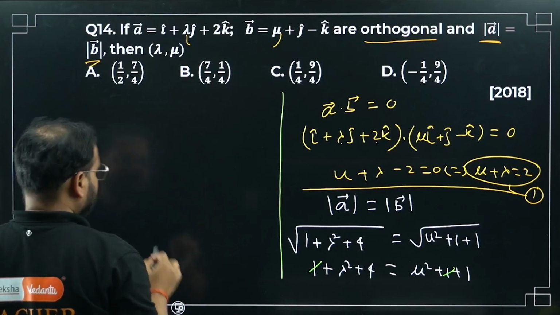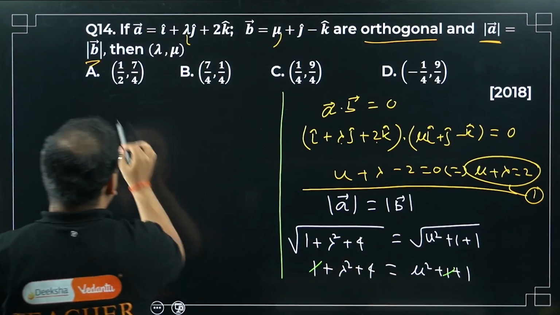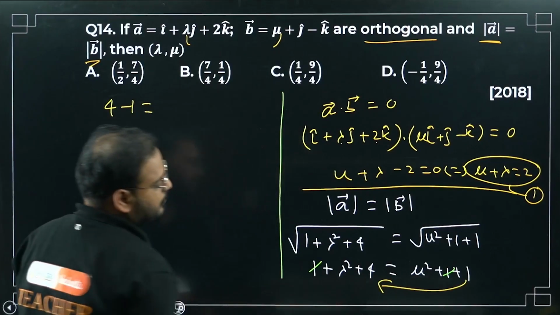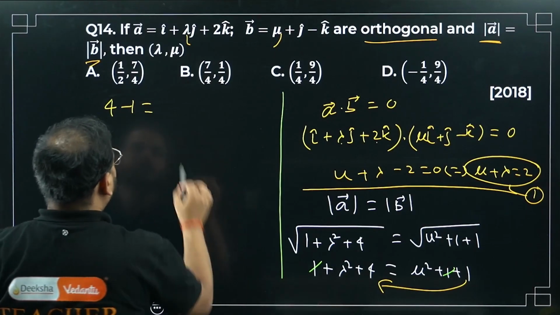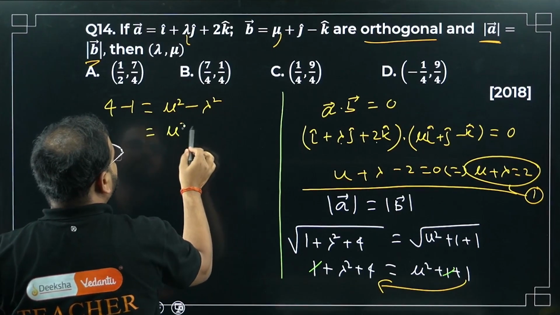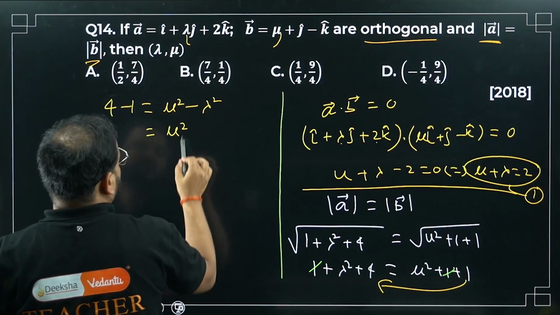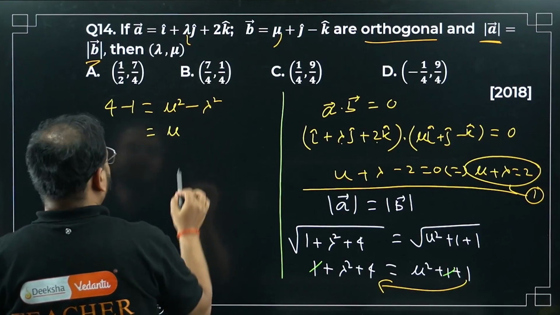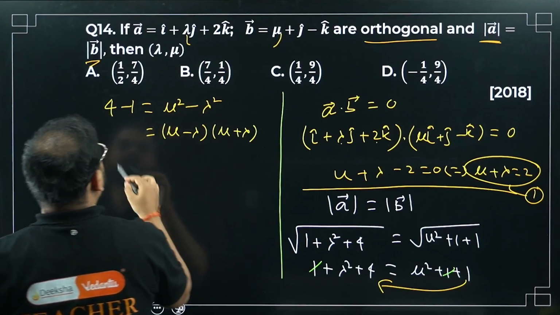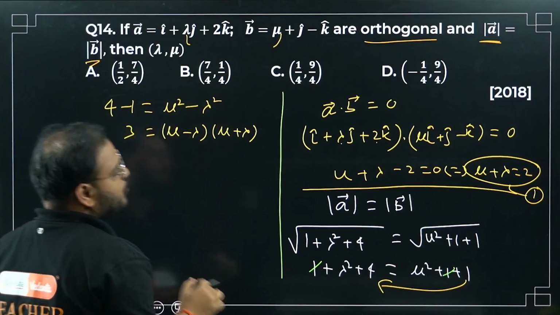I want to have a positive result, so 4 minus 1 will do. 4 minus 1, right? I'm bringing this 1 on this side. So 4 minus 1, because one of the 1 is cancelled, equals mu square minus lambda square. Factorize this: mu minus lambda, mu plus lambda. Mu minus lambda and mu plus lambda equals 3. What is mu plus lambda?